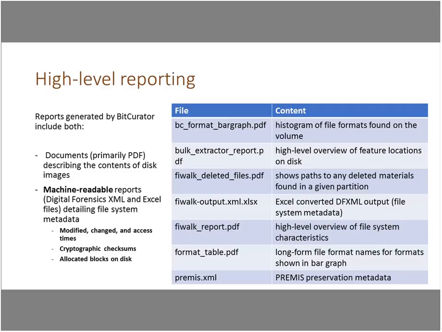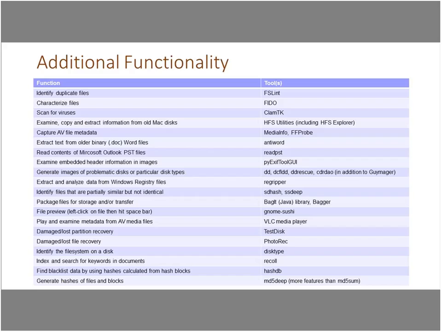There's the format table that you just saw, and then a very small section of PREMIS preservation metadata that we essentially generate to allow other external systems to keep a record of what tasks were performed in the BitCurator environment. Again, there's a lot of additional functionality in the environment, and I'm not going to go through each and every one of these in this talk, but in addition to the tools that we wrote as part of this grant, we included a significant set of other utilities.